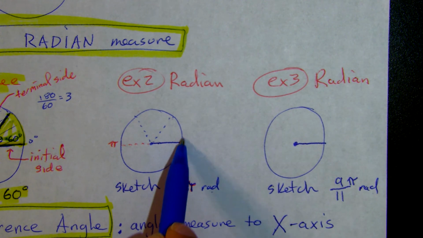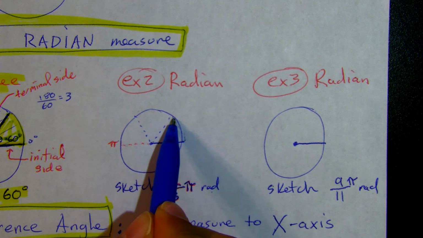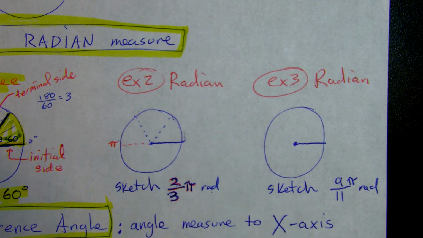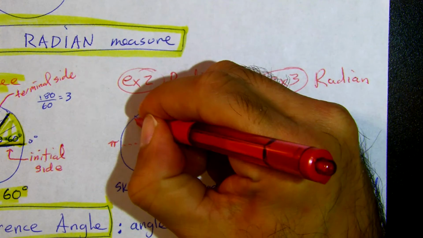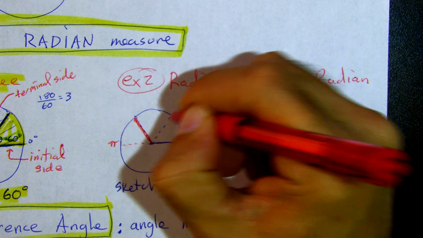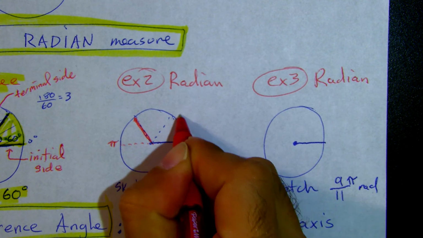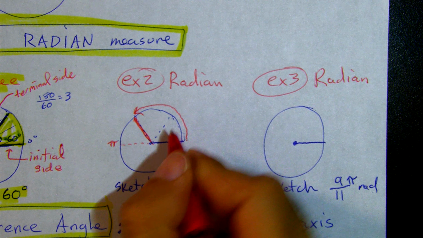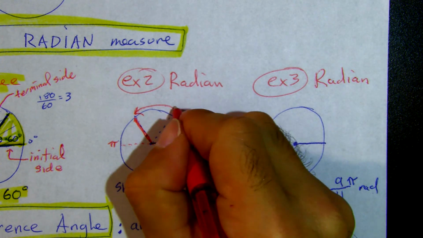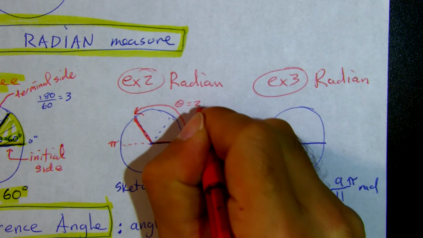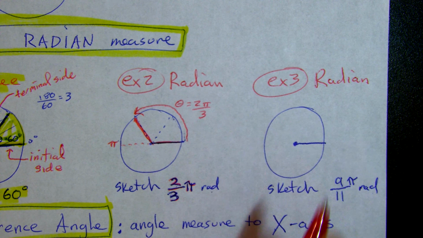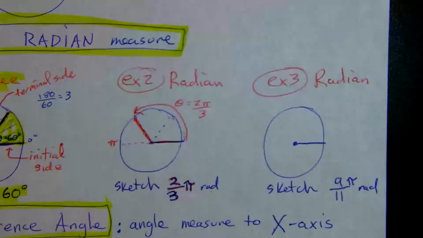Okay. So if I'm doing 2/3 pi, I know halfway around is pi. So I have 1/3 pi. I have 2/3 pi. And that's where I'm going to put my terminal side right here. So this measurement right here, that opening from our initial to our terminal, that theta is 2 pi over 3, or 2/3 pi.